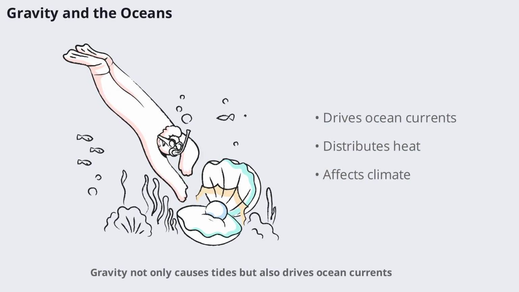Gravity not only causes tides, but also drives ocean currents. The pull of gravity, combined with the rotation of the Earth, creates complex patterns of movement in the oceans. These currents distribute heat, nutrients, and marine life around the globe.